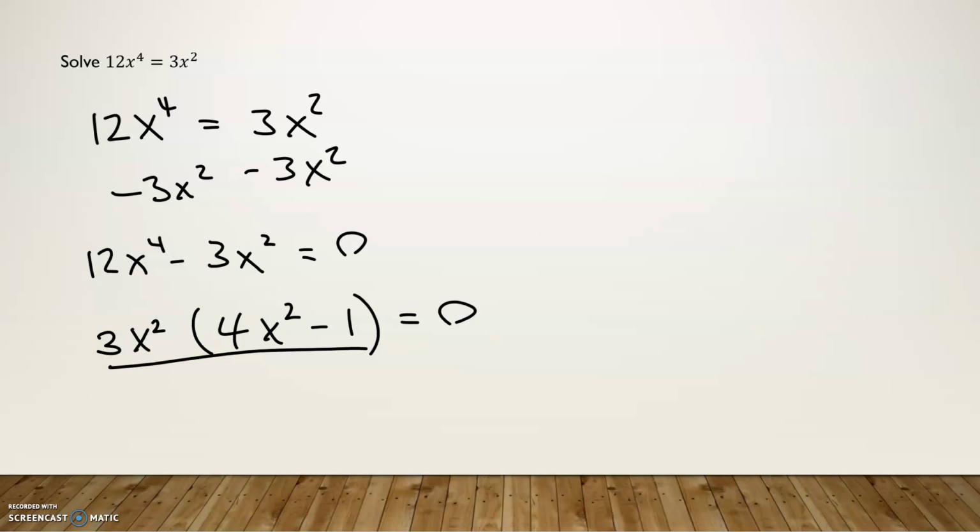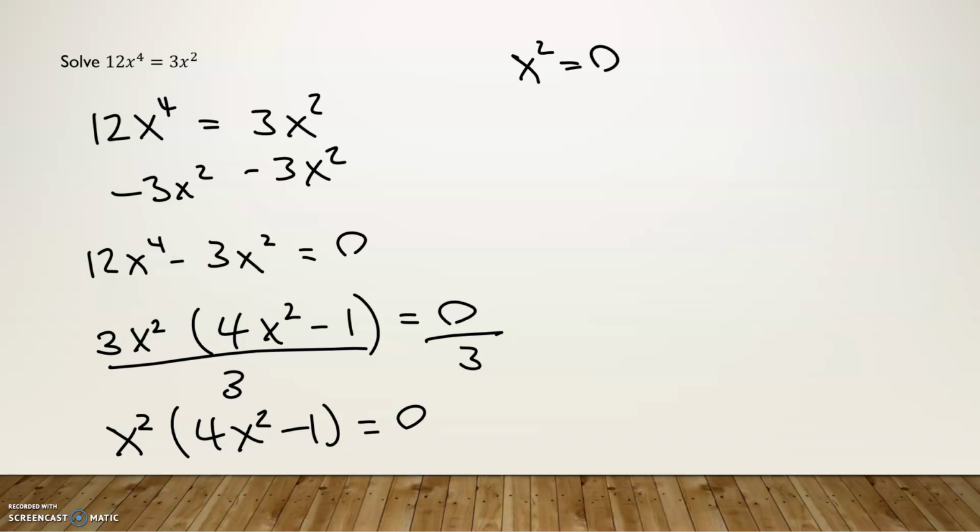Okay, now going to divide both sides by, actually, sorry, you don't ever divide by x like that. Just by that 3. And now I have x squared times 4x squared minus 1 equals 0. Now I have two things multiplied together, and they're giving me 0, so I can use the zero product property. So that just means pull them apart and set them both equal to 0. And then solve. So I'm going to square root both of these.